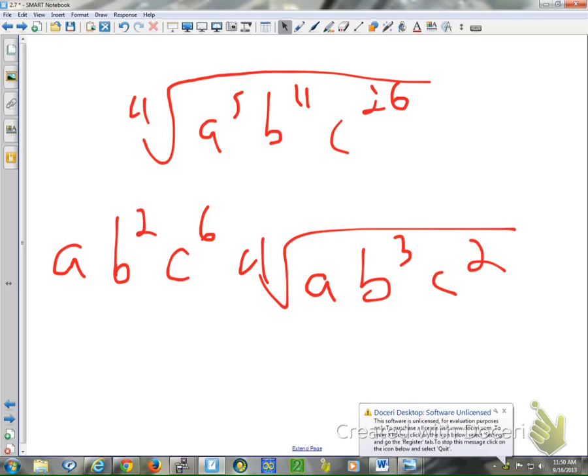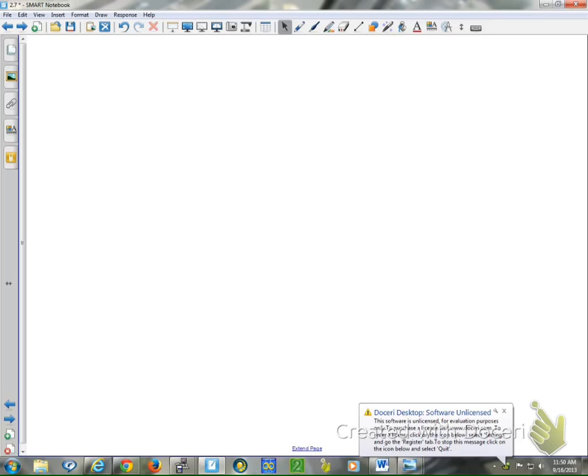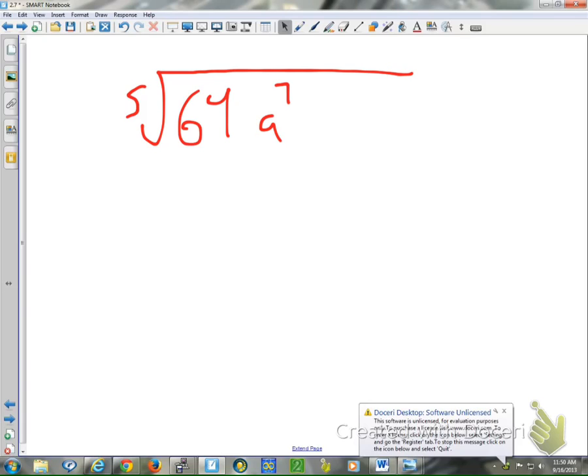Okay, so we're going to do the exact same thing, but we're going to throw numbers in there this time. How about the fifth root of 64, a to the 7th, b to the 9th, c to the 13th? Before we do the number together, you do the letters. Reduce the variables. We'll do the numbers together in a second.